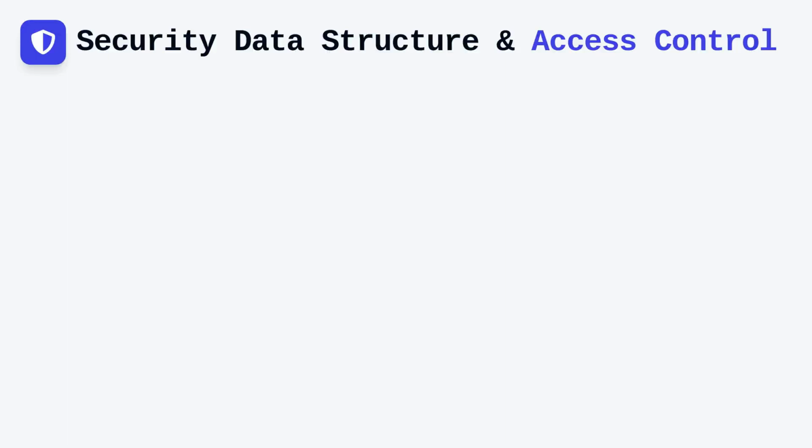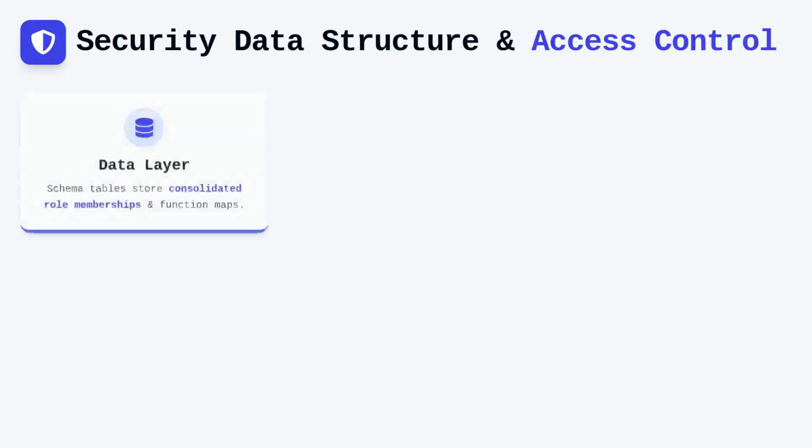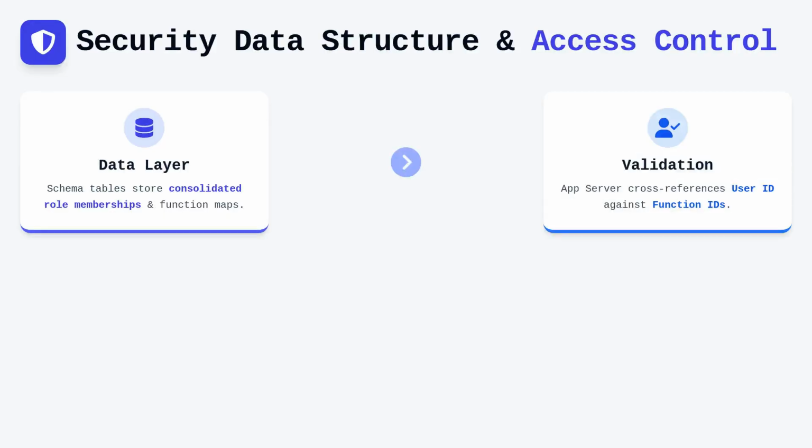One of the most critical aspects of managing these roles involves the maintenance of the security data structures within the database schema. While the UI provides a way to assign these rights, the underlying records are stored in tables that control the visibility of functions and menus for the logged-in user. When a request hits the system, the application server validates the request not just against the user ID, but against the consolidated role memberships associated with that ID.